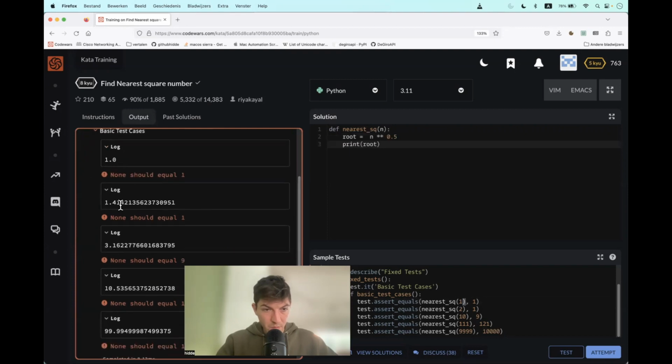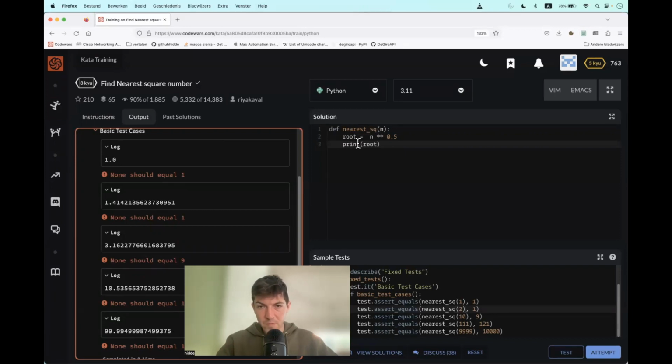Here we get 1.4. The third case will be 3.1. Then we have 10.53 and a handful of numbers. And the last one will be 99.99 and another handful of numbers. What we have to do here is to round this number.